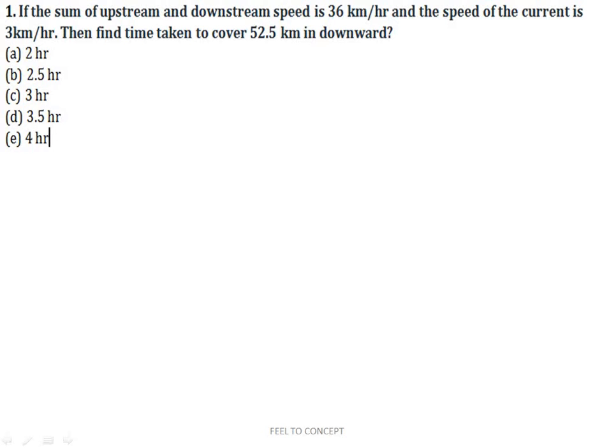First, read the question. If the sum of upstream and downstream speed is 36 km per hour and the speed of the current is 3 km per hour, then find the time taken to cover 52.5 km downstream. This is the question asked. The main concept is time: the time taken to cover 52.5 km of distance downstream.